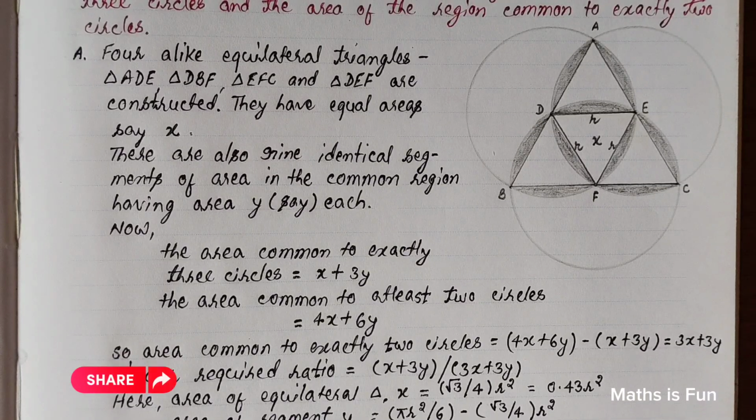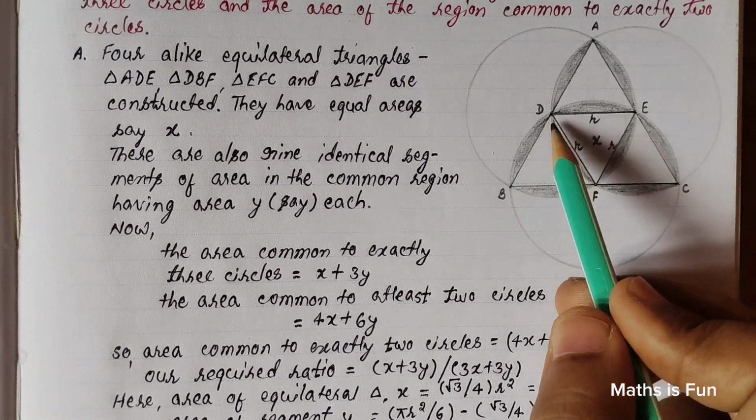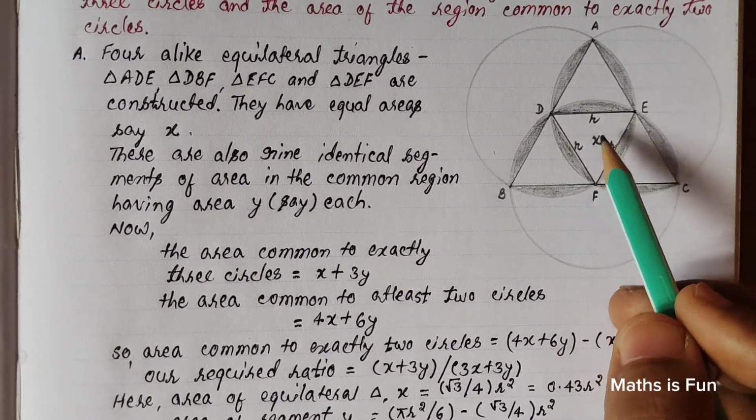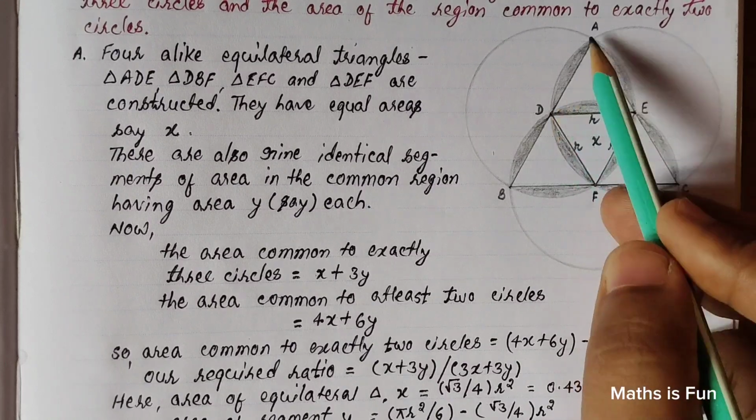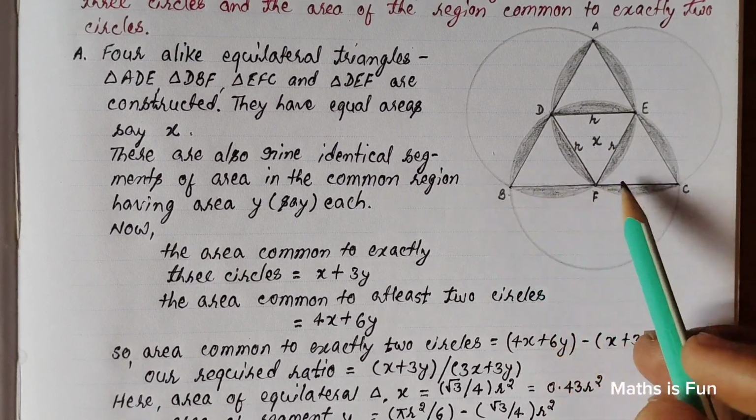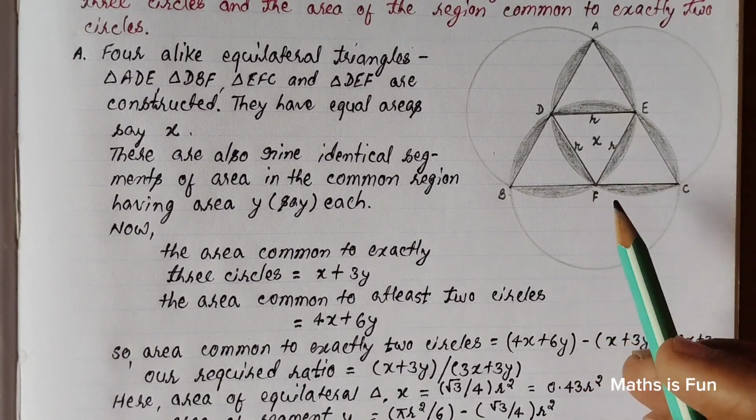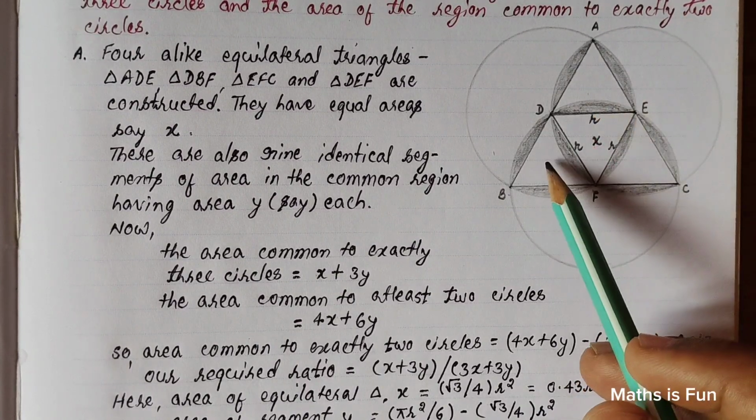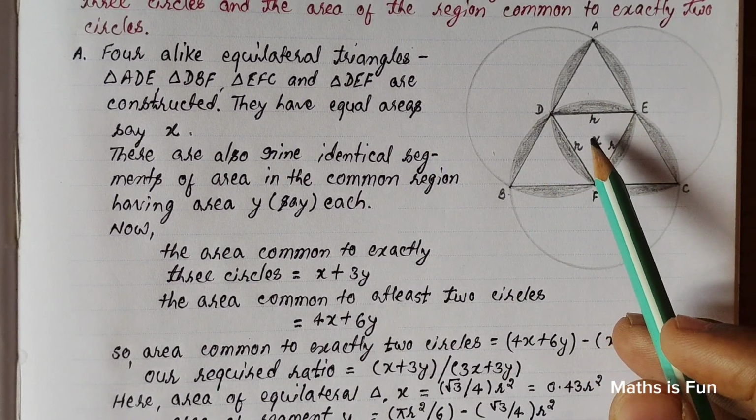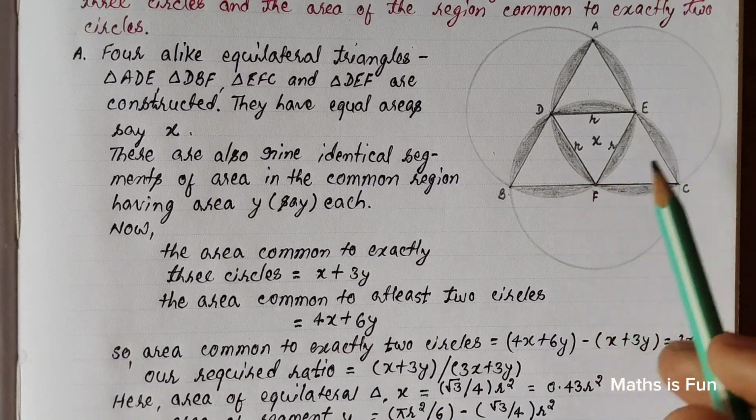So friends, in order to find out the ratio, we have to make some constructions. So what are the constructions that we make? Here we join the center of all the three circles and an equilateral triangle is formed, and then we join D to A and E to A. Similarly, we join D to B and F to B, and we join F to C and E to C. So we see that four alike equilateral triangles, triangle ADE, triangle DBF, triangle EFC, and triangle DEF are constructed in the common region, or the region that is shared by these circles. So they have equal area.